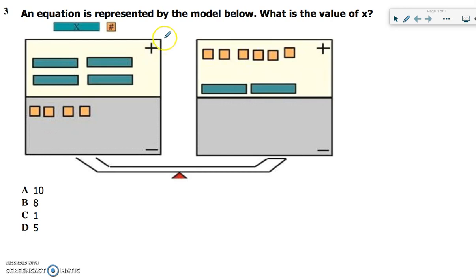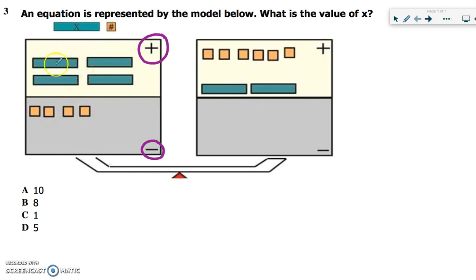We only have 1 color because we have the sections on our equation mat, if you will, and anything that's at the top is positive. Anything that's in the bottom gray section is going to be negative. So we've got to remember to keep that straight. Okay, so therefore let's first write out the equation that is being modeled.